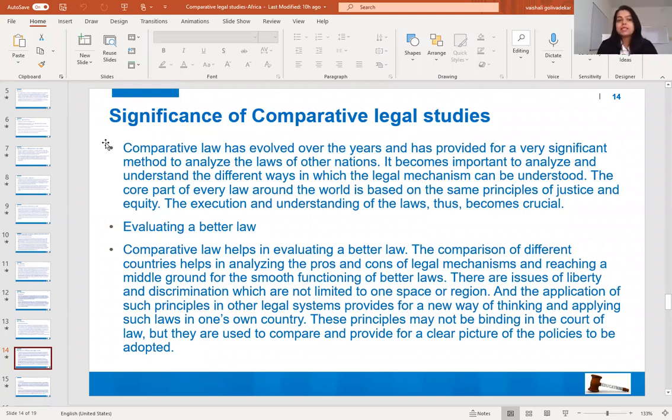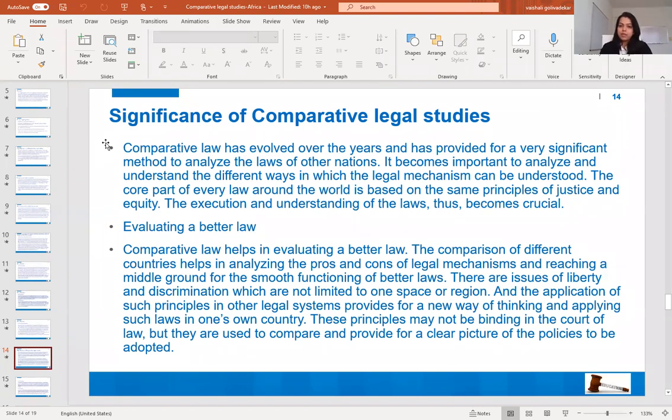So number one function or significance is evaluating a better law. Comparative law helps in evaluating a better law. The comparison of different countries helps in analyzing the pros and cons of legal mechanisms and reaching a middle ground for the smooth functioning of better laws. There are issues of liberty and discrimination which are not limited to one space or region, right? So these issues of discrimination, of lack of liberty, are there in so many societies. And the application of such principles in other legal systems provides a new way of thinking and applying such laws in one's own country.